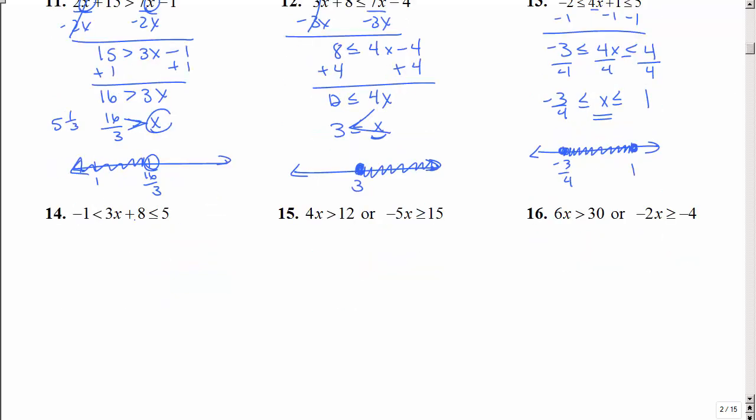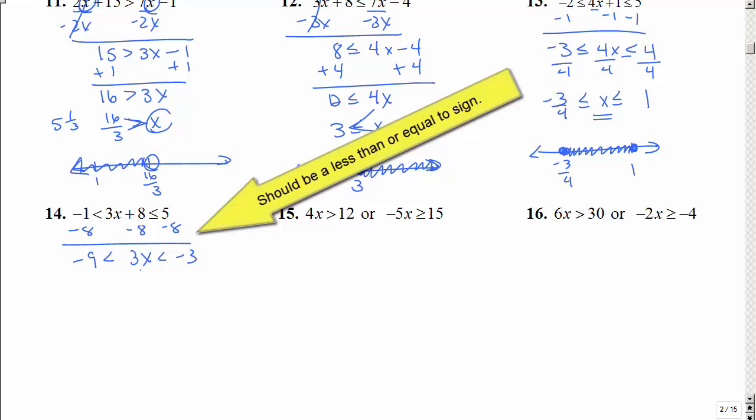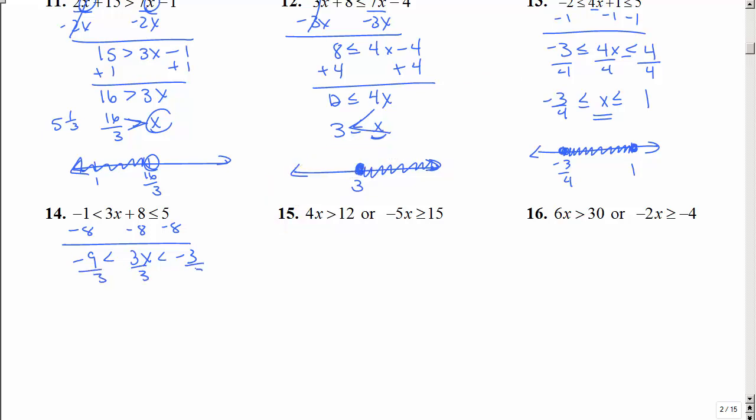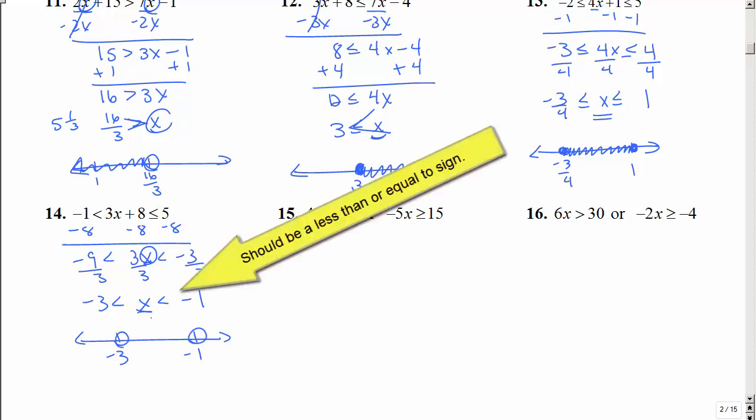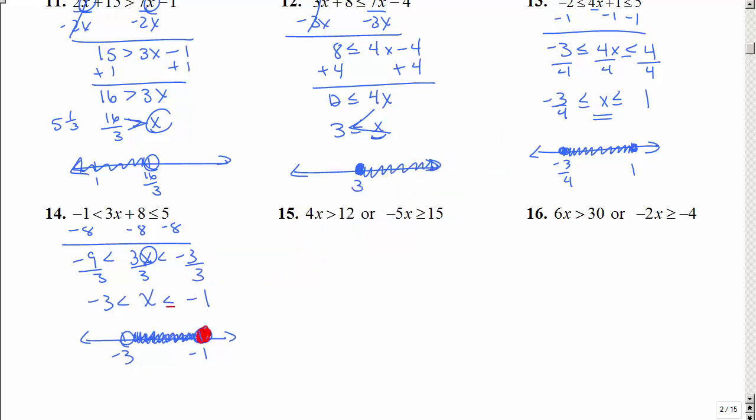So number 14, same thing. I'm going to subtract 8. You just have to do it from all 3 parts. Then divide by 3 because we're trying to get that x by itself. And now we have negative 3, negative 1, open because no equal to, and then x are all the numbers in between. And one more time, you could check by picking a place which you've shaded and going back to the original problem and checking to see if it's right or wrong.